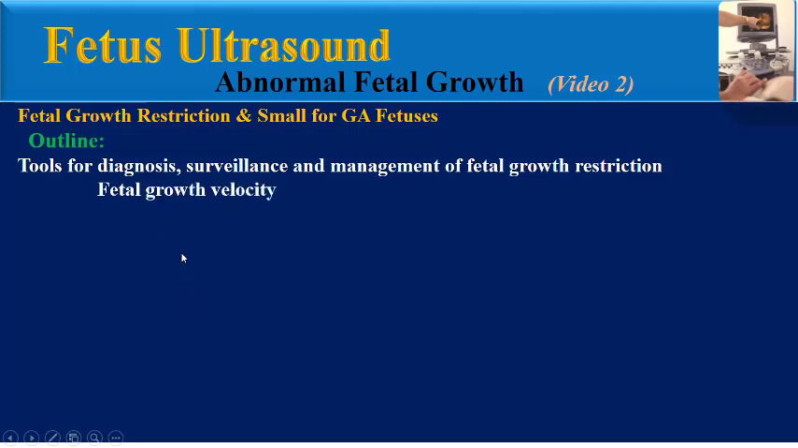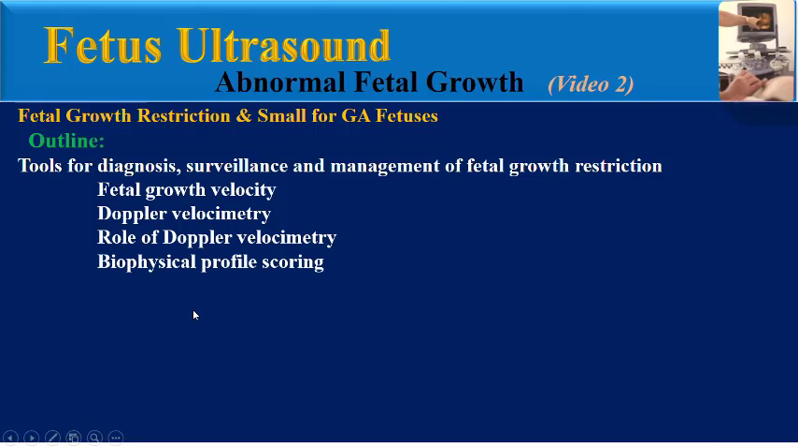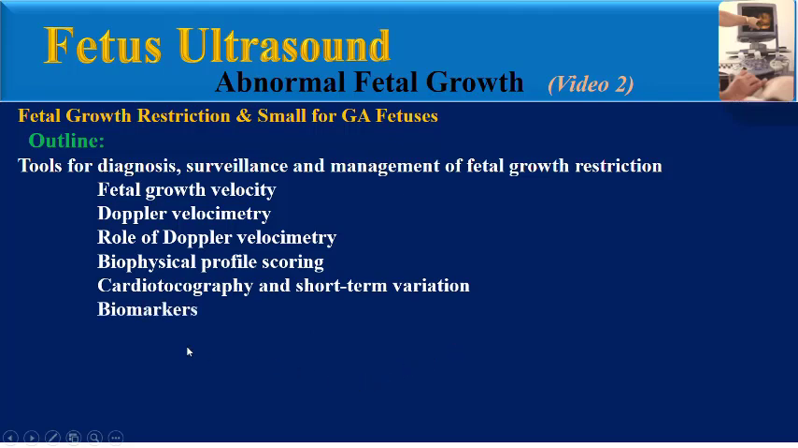So, the outline of this presentation includes the tools for diagnosis, surveillance, and management of fetal growth restriction: fetal growth velocity, Doppler velocimetry, role of Doppler velocimetry in diagnosis, biophysical profile scoring, cardiotocographic and short-term variation of fetal heart rate, and biomarkers. The first one is fetal growth velocity.